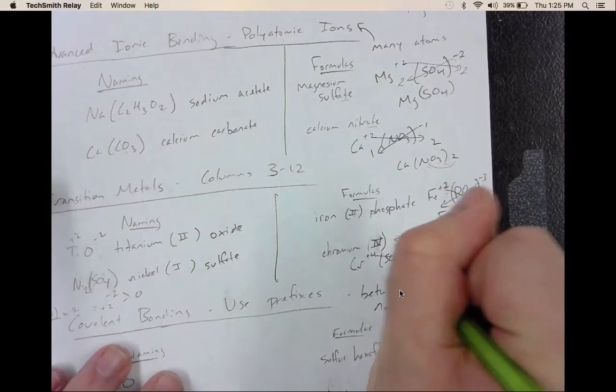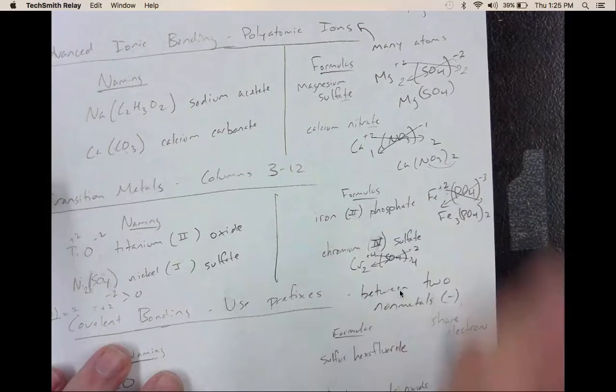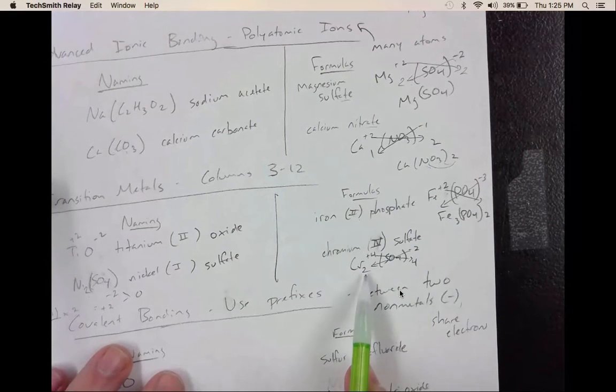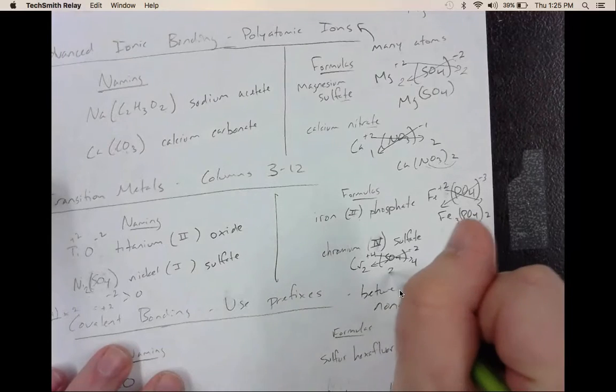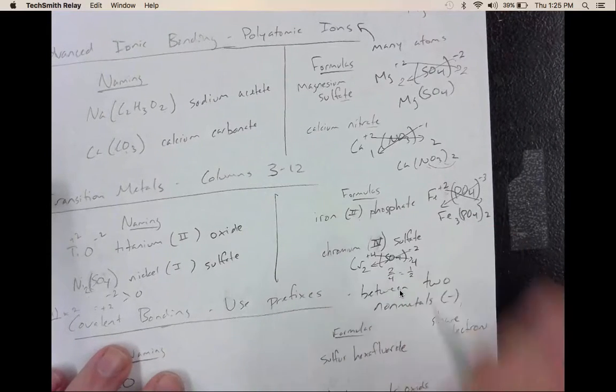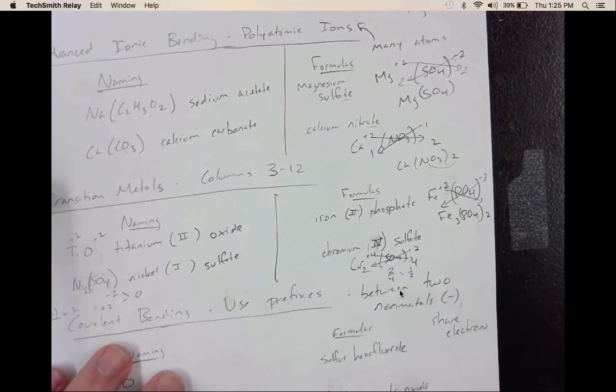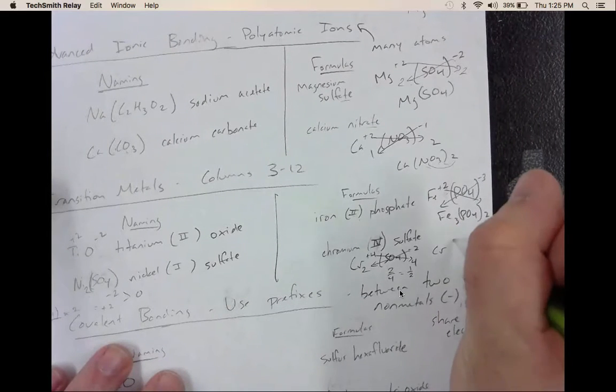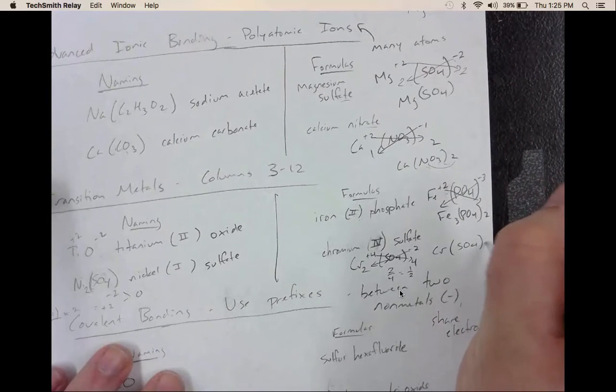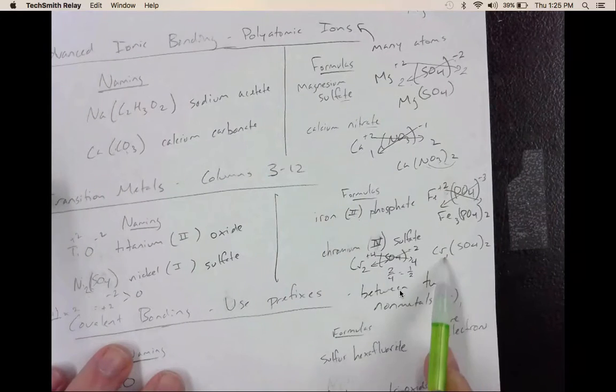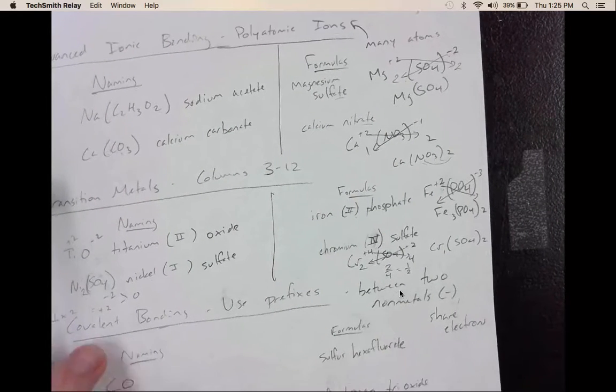Remember to keep everything on the outside of the parentheses. You would notice right now that you have a 2 to 4 ratio. You would have to remember that 2 to 4 can be reduced to 1 to 2. So when we write this, it would be chromium sulfate, with 1 chromium and 2 sulfates, just like when we reduced here.